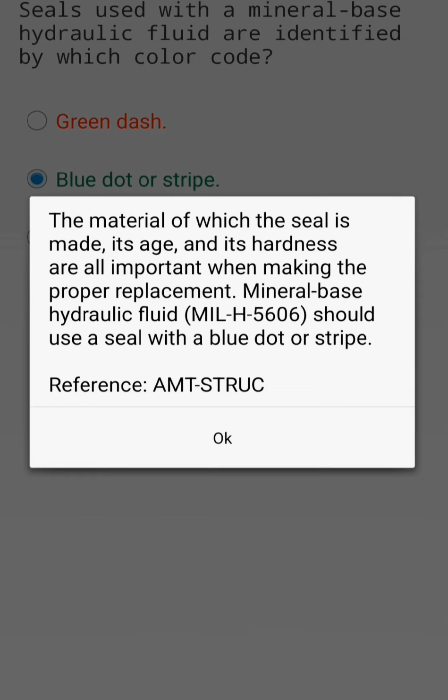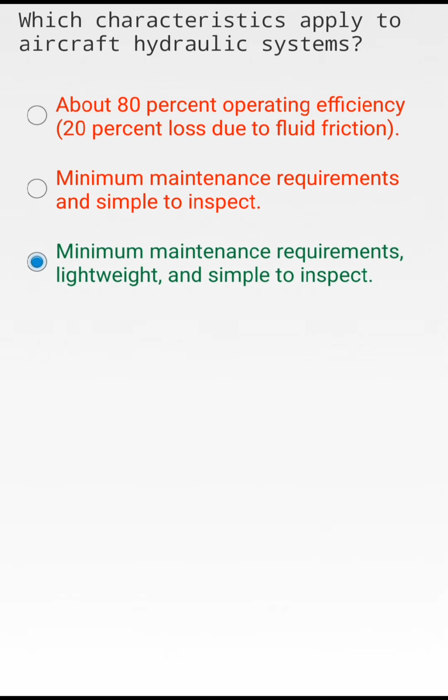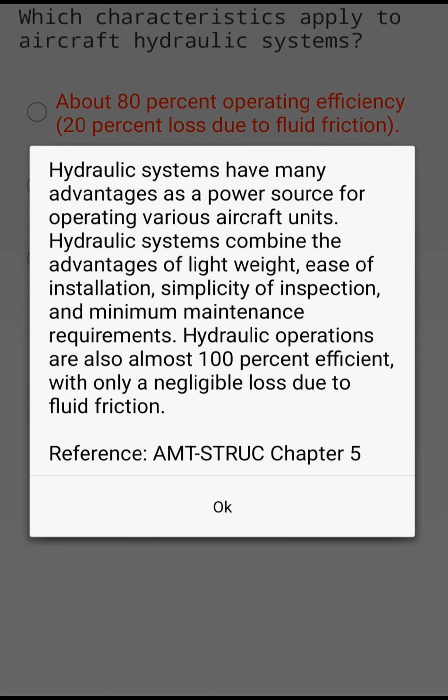Which characteristics apply to aircraft hydraulic systems? Minimum maintenance requirements, lightweight, and simple to inspect. Hydraulic systems have many advantages as a power source for operating various aircraft units. Hydraulic systems combine the advantages of lightweight, ease of installation, simplicity of inspection, and minimum maintenance requirements. Hydraulic operations are also almost 100% efficient, with only a negligible loss due to fluid friction.